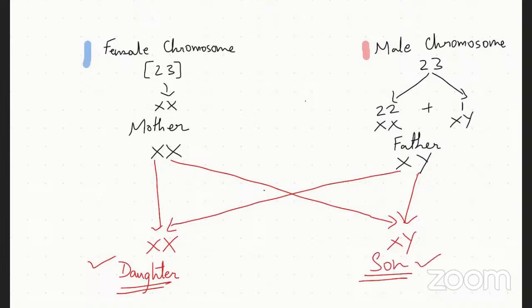Once again, I'll explain. Mothers have the same chromosome, that is X only. Fathers have two types of chromosome, X also and Y also. So when the mother's X chromosome and the father's X chromosome meet, they fuse together. XX means a daughter is born. And when the mother's X chromosome and the father's Y chromosome fuse together, a son is born. It forms a boy.